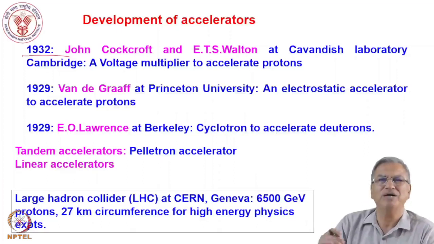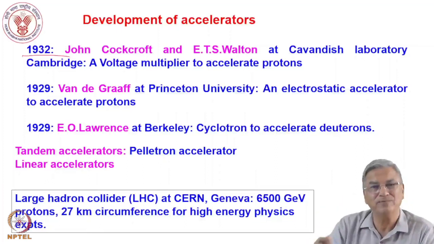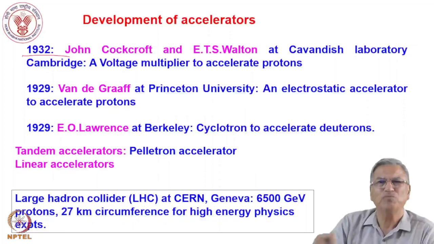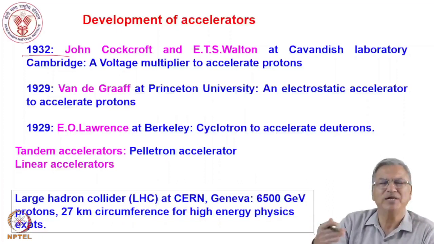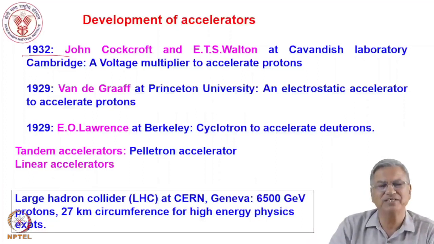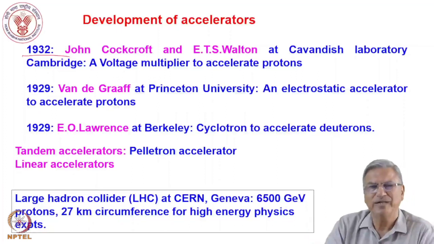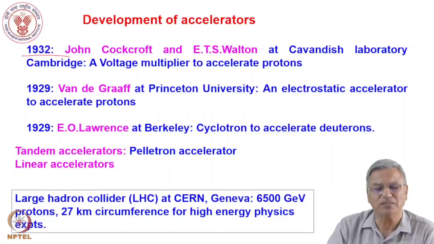Basically, you have a cascade of electrodes which you can charge to higher and higher voltage, like in a photomultiplier tube. In the photomultiplier tube, you have the cathode and then the dynodes having higher and higher voltages. In this cascade generator, you have electrodes having higher and higher voltage. So you can multiply the voltage, and then you can accelerate the charged particles.